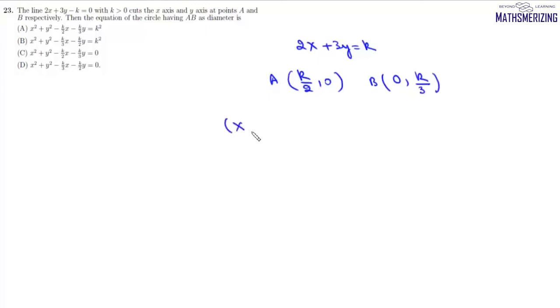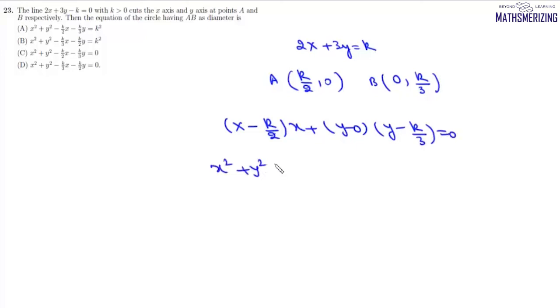So it will be (x minus x1) into (x minus k by 2) plus (y minus 0) into (y minus k by 3), and it will be equal to 0. So this equation will be x square plus y square minus kx by 2 and minus ky by 3 equals 0. And that's your option C.